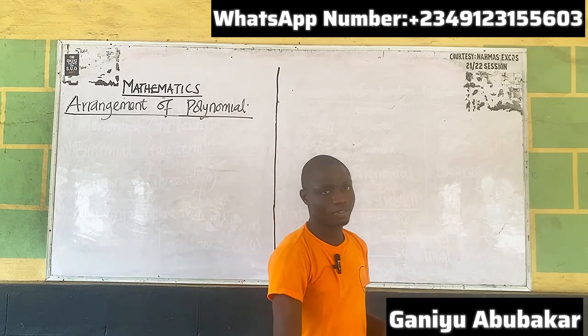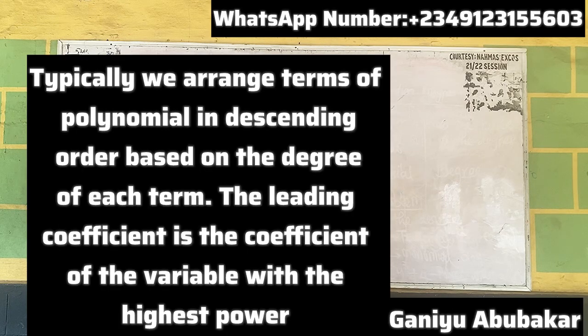Please copy this down, please. Typically, we arrange terms of a polynomial in descending order based on the degree of each term. The leading coefficient is that of the variable with the highest power.